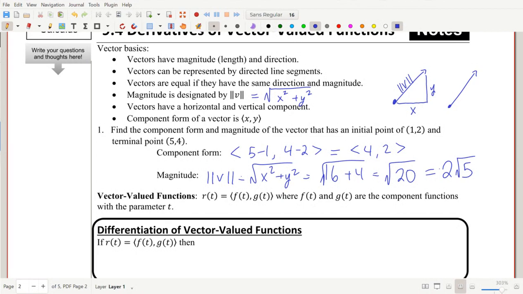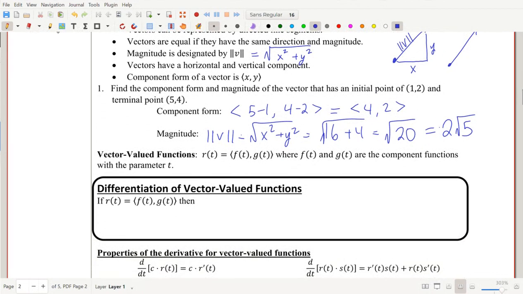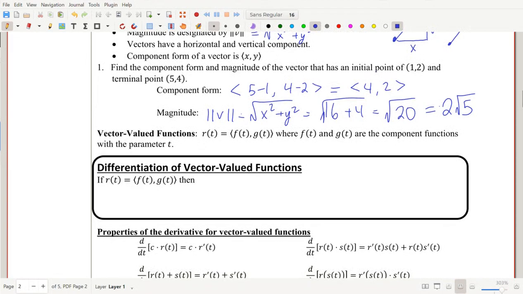It wasn't hard to differentiate parametric equations. You just did it by the components, and that's all we're going to do with vector valued functions. So if your vector r of t has components f of t, g of t, then r prime of t, the derivative of that function, is just f prime of t, comma g prime of t.